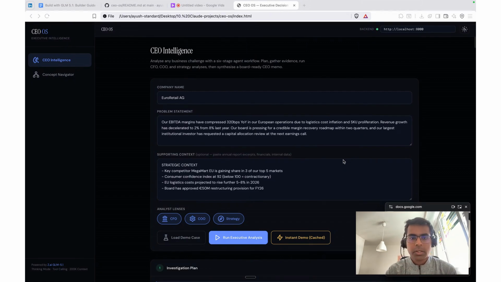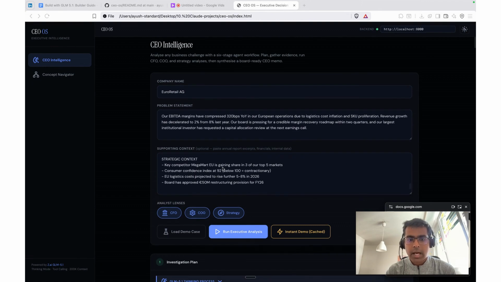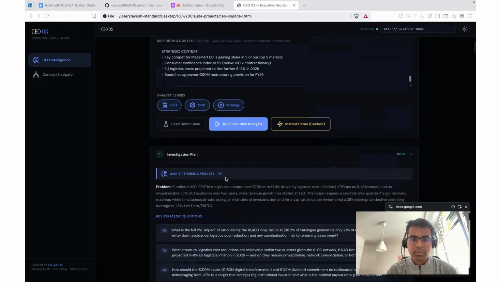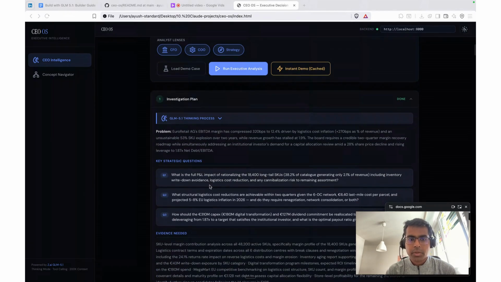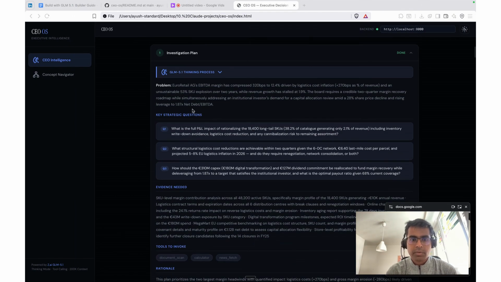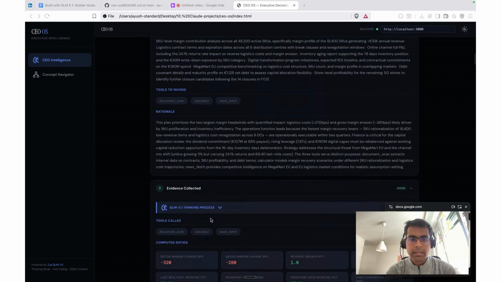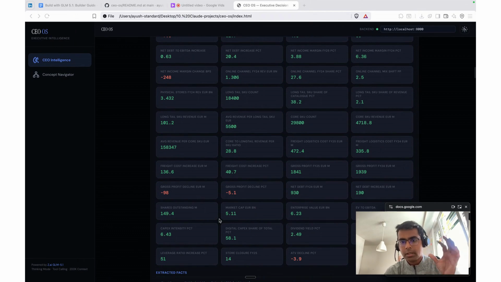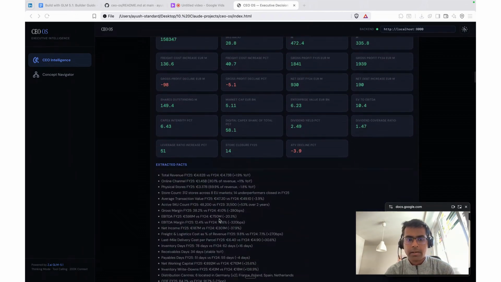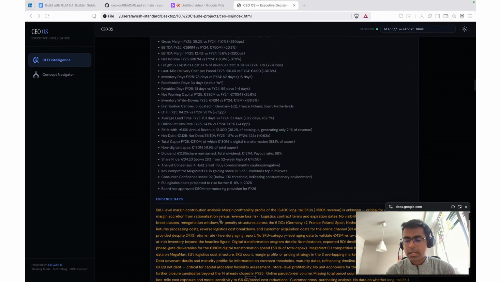So here is how it works. You enter the company name, the problem statement, the context. You could add files and as much data as possible here, and then you get this kind of an output here. It goes through a six-step agentic process. One is investigation. It is able to investigate the problem, the evidence needed, and the rationale. It gathers all the evidence. So all the data that we feed in, it will gather all the evidence and try to understand the single source of truth.